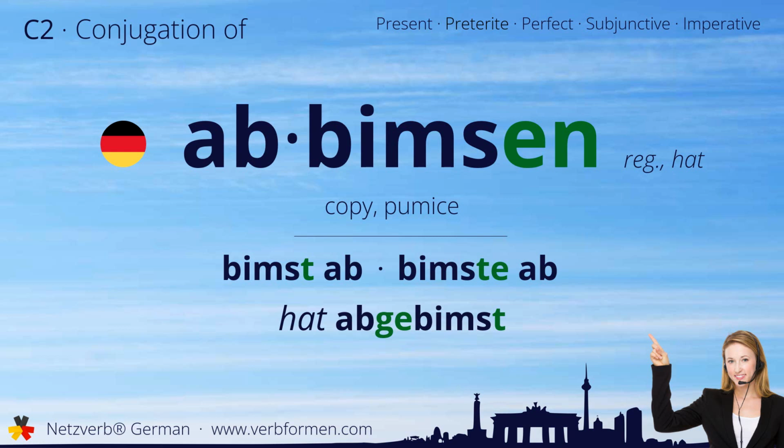Today we're going to learn how to conjugate the German verb abbimsen. Watch and listen to the forms carefully. Let's start with the stem forms. Bimst ab, bimste ab, hat abgebimst.